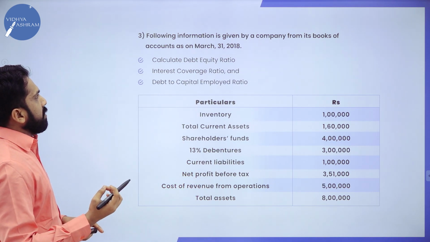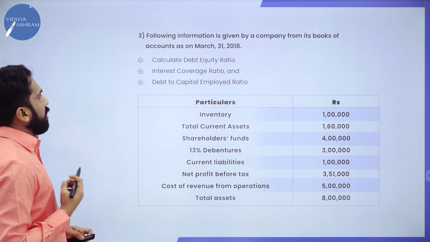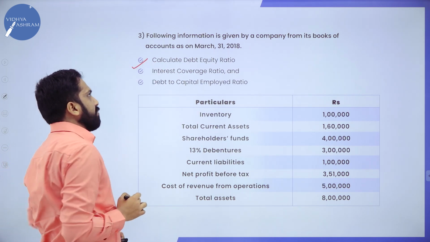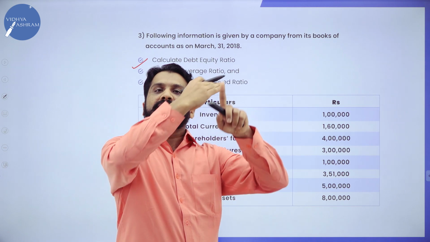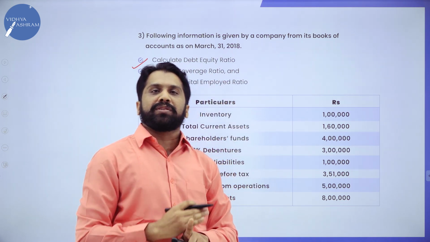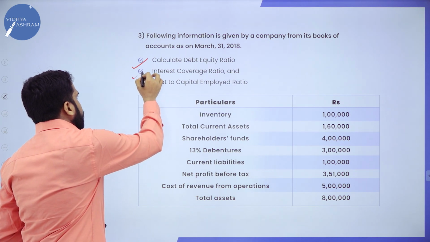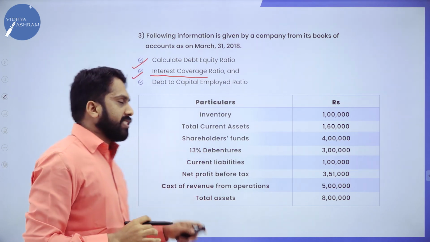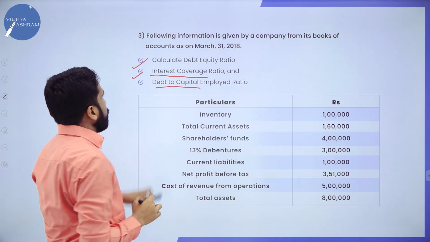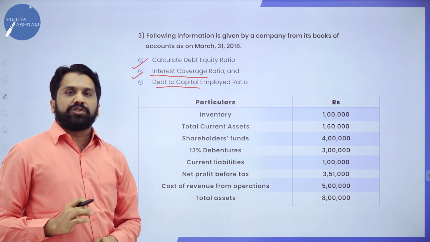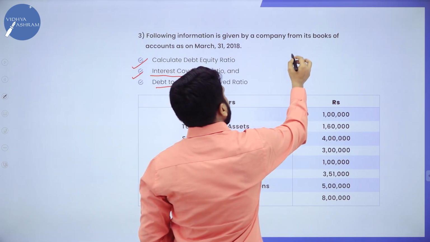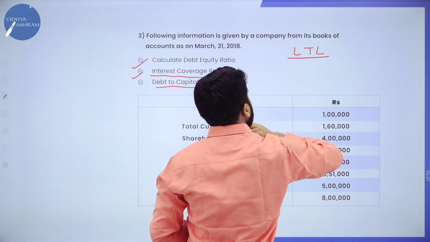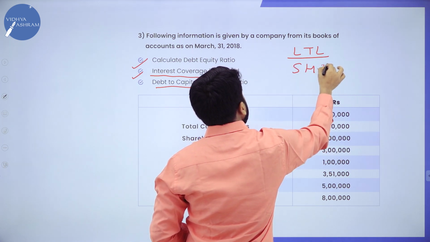Following information given by a company from its books of accounts. What you have to prepare now? You have to prepare debt equity ratio. Debt equity easy. Long-term loan divided by shareholders fund. Interest coverage ratio, I will explain you. Debt to capital employed, this also I will explain. First we will do debt equity ratio. What is the formula for debt equity? Long-term loan or long-term debentures divided by shareholders fund.